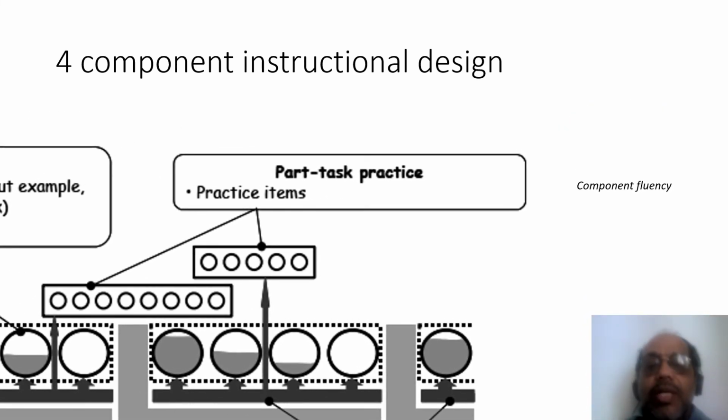And last but not least, part task practice, which is about developing automaticity. This is about drill and practice. One way of doing drill and practice is to turn it into a game, but sometimes people just have to do drill, like doing something over and over and over again until they get it right, until it becomes automatic so that they don't have to think about it anymore. That's the thing. They shouldn't have to think about it anymore. It should come automatically. And component fluency is for it.